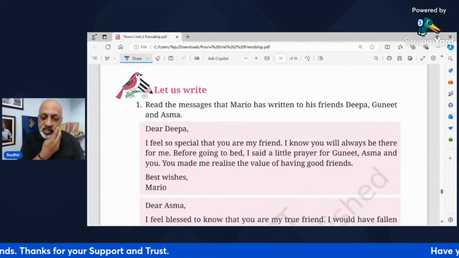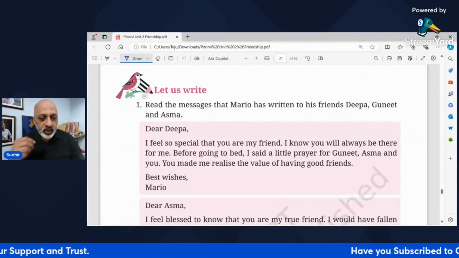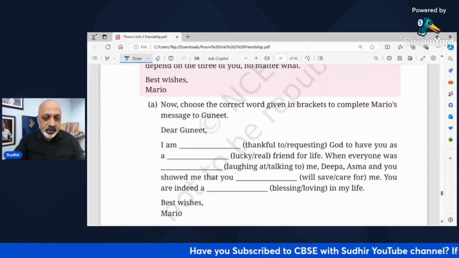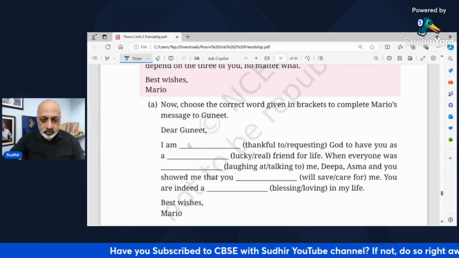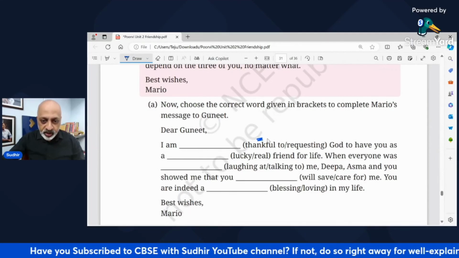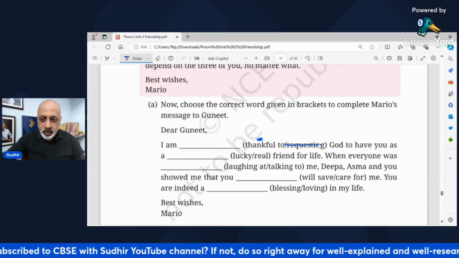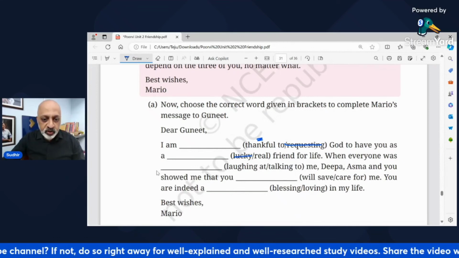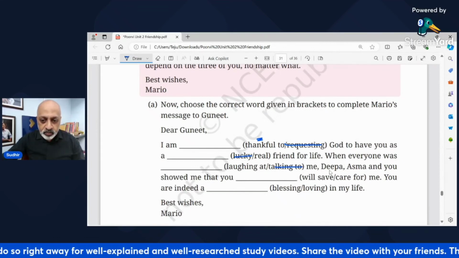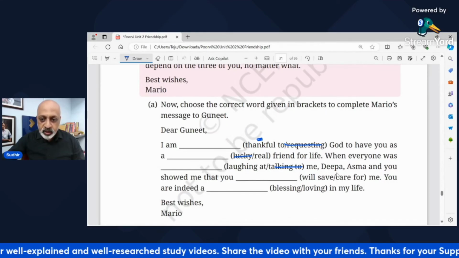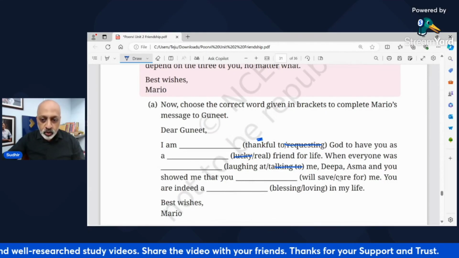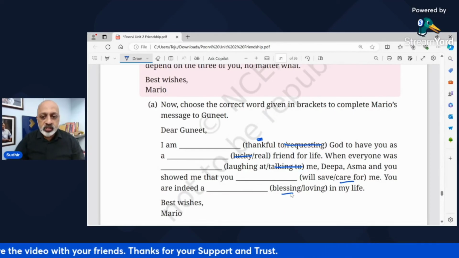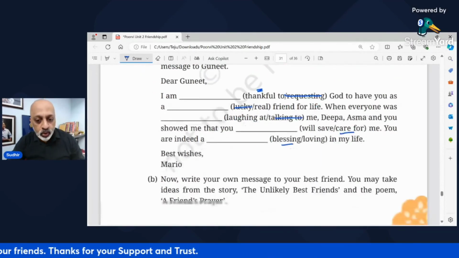Now, these are the messages that Mario has written to his friends Deepa, Gunit, and Asma. You see this, and you have to write a similar letter. I am thankful to God, not requesting, to have you as a real friend for life. When everyone was laughing at me, Deepa, Asma, and you showed that you care for me. You are indeed a blessing in my life. So this is how you write this letter to Gunit.